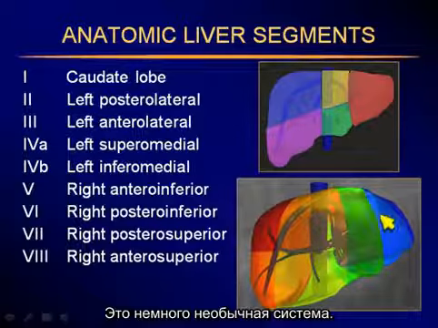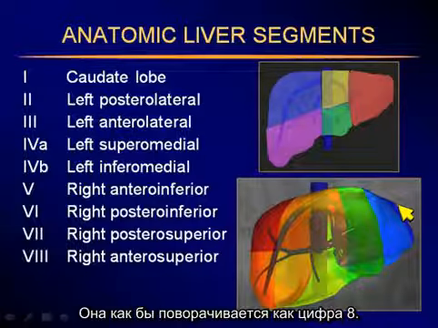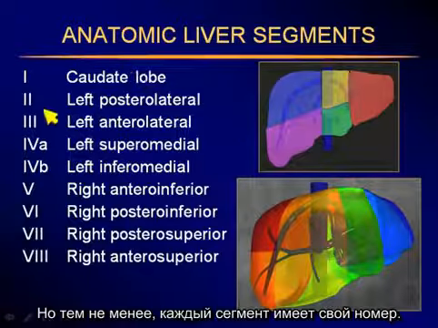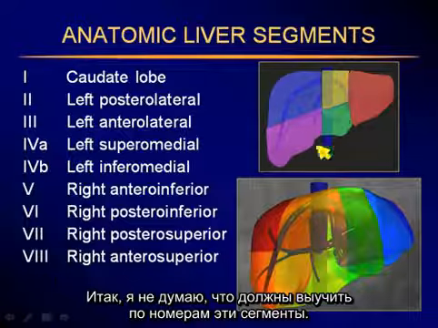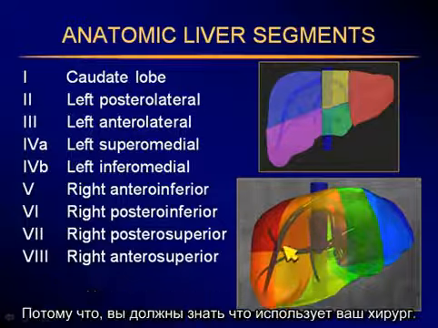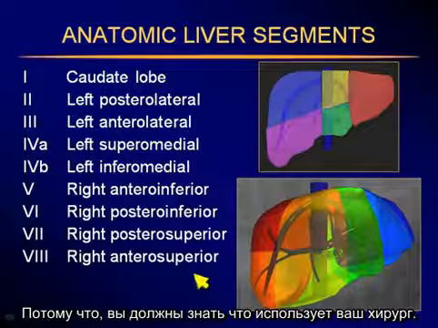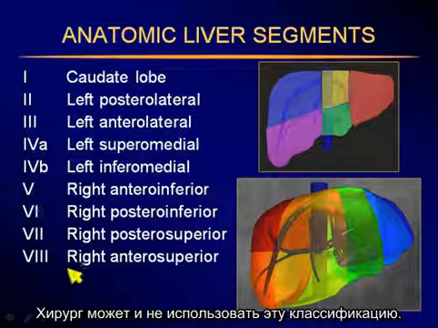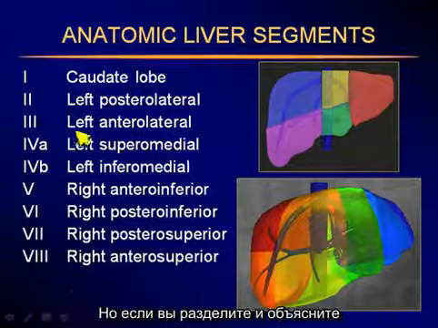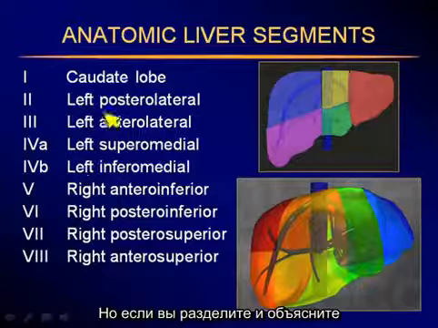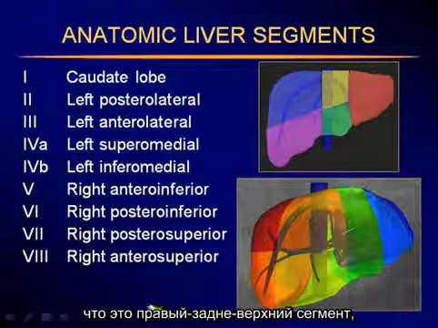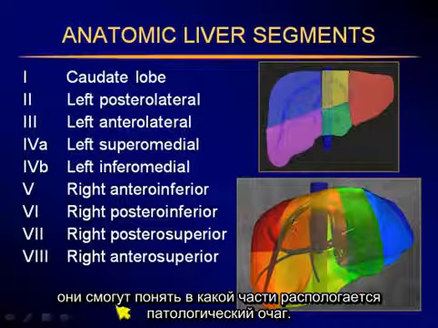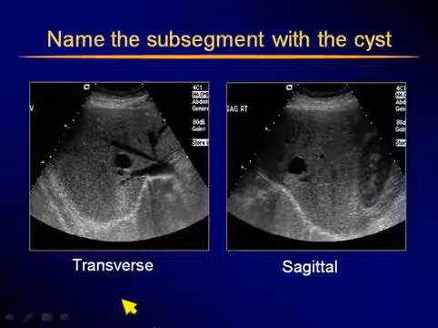It's kind of an unusual system. It kind of twists around like a figure 8. Nonetheless, each segment has a number. Now, I don't think that you should learn all of these segments with numbers because you have to know what your surgeon uses. Your surgeon may not use this classification. But if you divide and explain that it's left posterolateral or right posterior superior, they will know then which part of the liver the lesion is in.